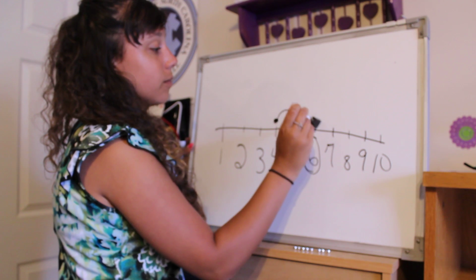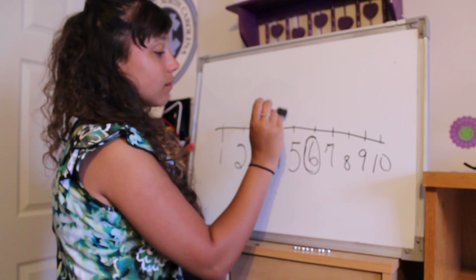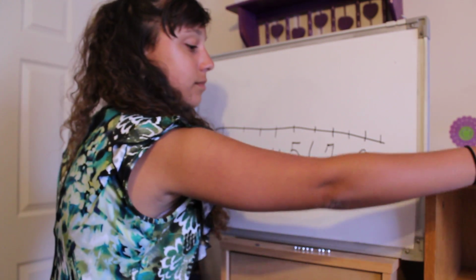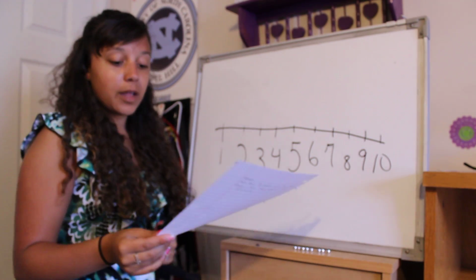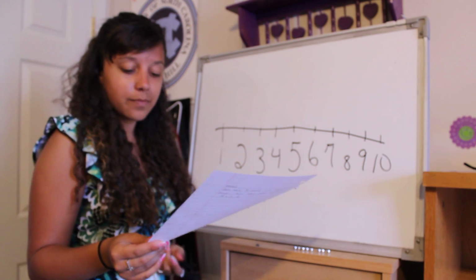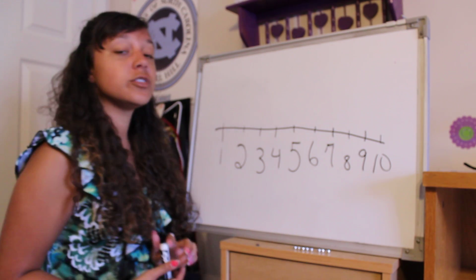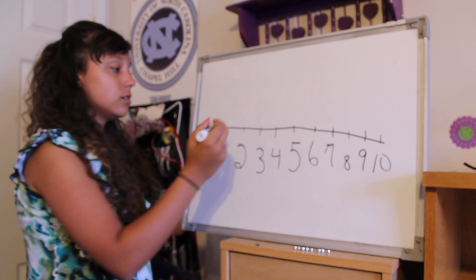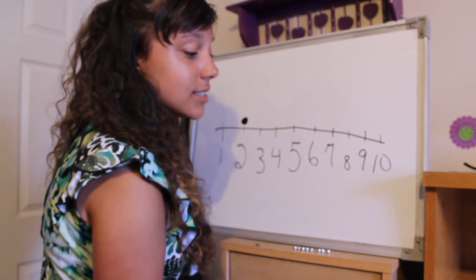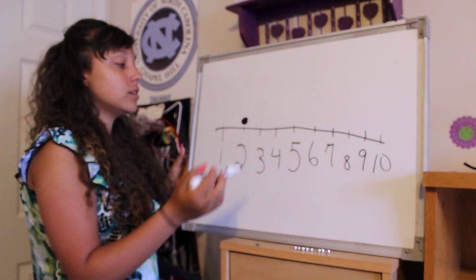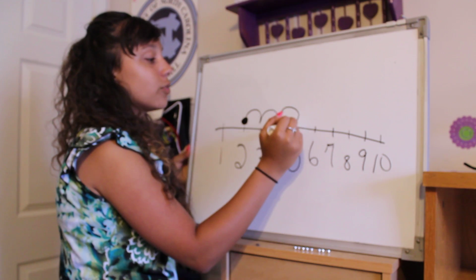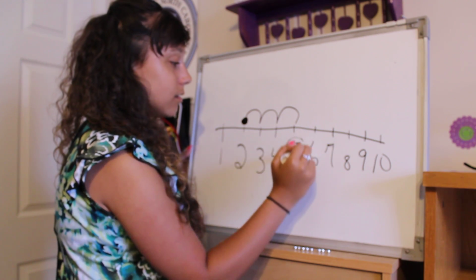Now let's look at another problem. All right. 2 ducks are playing in a pond. 3 more ducks join them. How many ducks are there in all? So we start with 2 ducks playing in a pond. So we put a dot over the 2. And it said 3 more ducks join them. So we're going to move over 3 places. 1, 2, and 3. Quickly circle it. That is our answer.